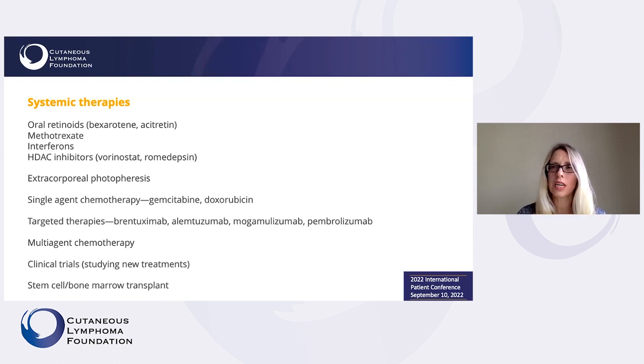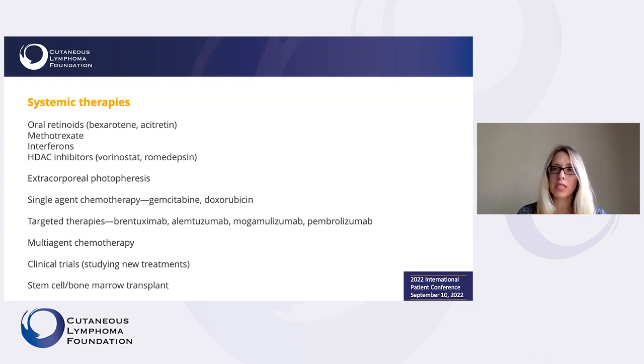And then we have targeted therapies. These are some of our newer treatments, and they target the specific proteins that are on the surface of lymphocytes or other immune cells. So some of these include brentuximab, alemtuzumab, mogamulizumab, and pembrolizumab. You'll see that they all end in "mab," and that means that they're an antibody that binds to those proteins.